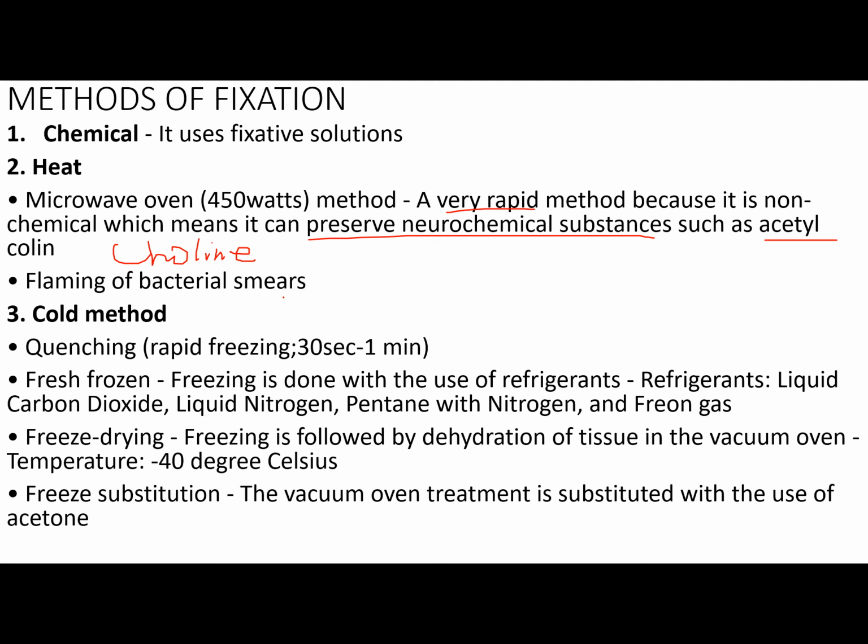Then we also have your freeze drying. Freezing is followed by dehydration of tissues in the vacuum oven, set at a temperature of negative 40 degrees Celsius. Then we have your freeze substitution. The vacuum oven treatment is substituted with the use of acetone.